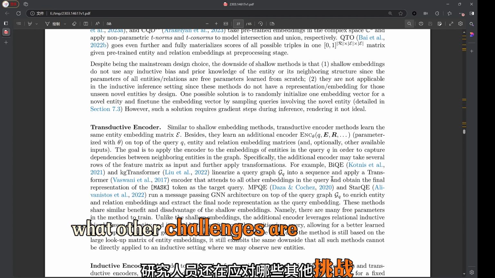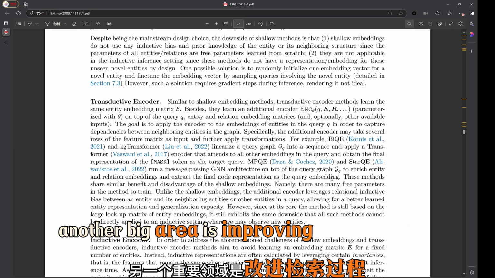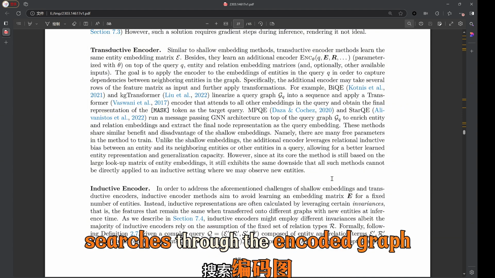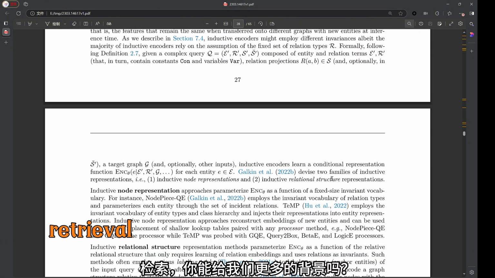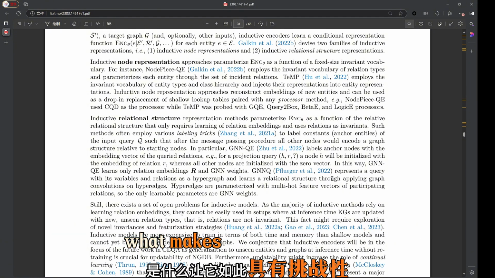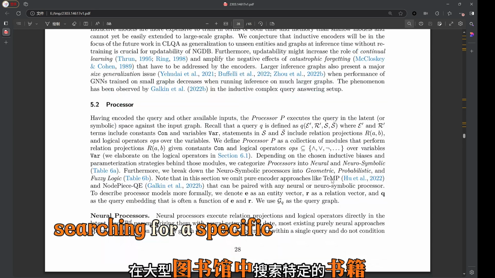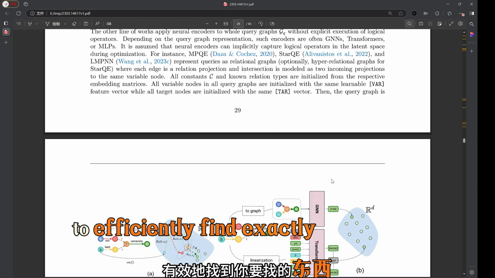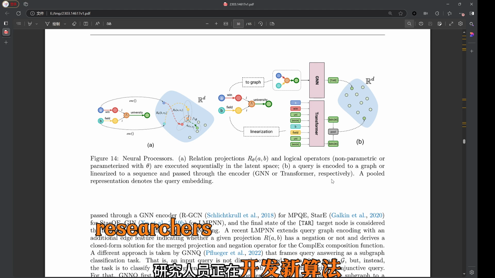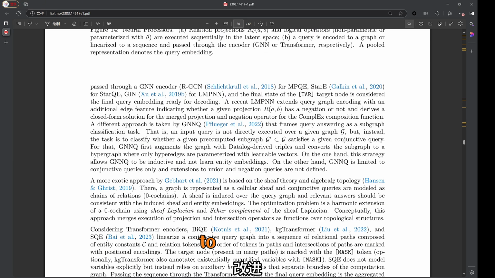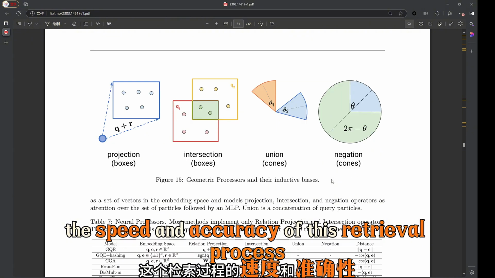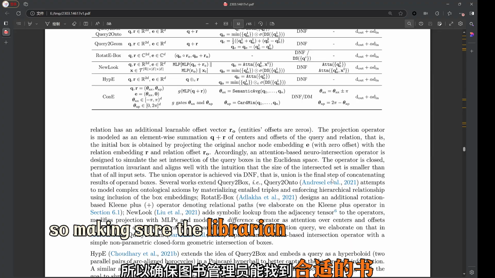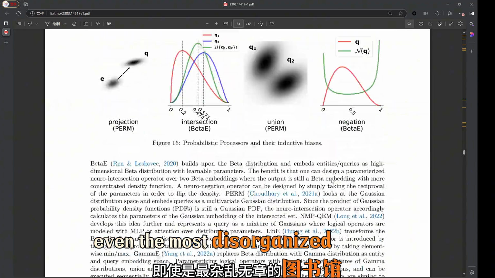What other challenges are researchers tackling? Another big area is improving the retrieval process, which is how the neural query engine searches through the encoded graph to find relevant information. Retrieval. Yeah. Can you give us a little more context there? What makes it so challenging? Think of it like searching for a specific book in a massive library. You need a way to efficiently find exactly what you're looking for. So with NGDBs, researchers are developing new algorithms and techniques to improve the speed and accuracy of this retrieval process, especially when you're dealing with complex questions and massive datasets. So making sure the librarian can find the right book, even in the most disorganized library.